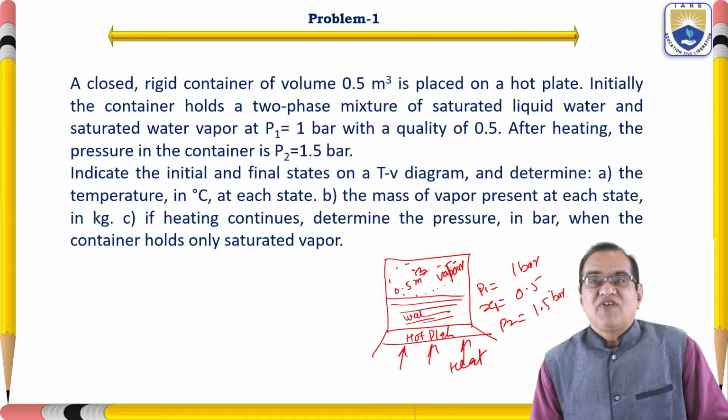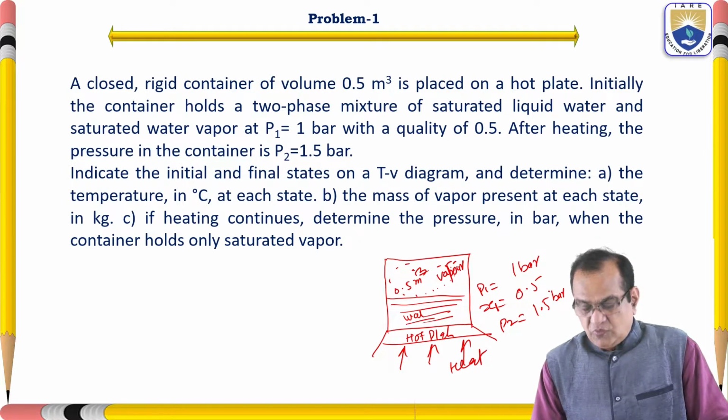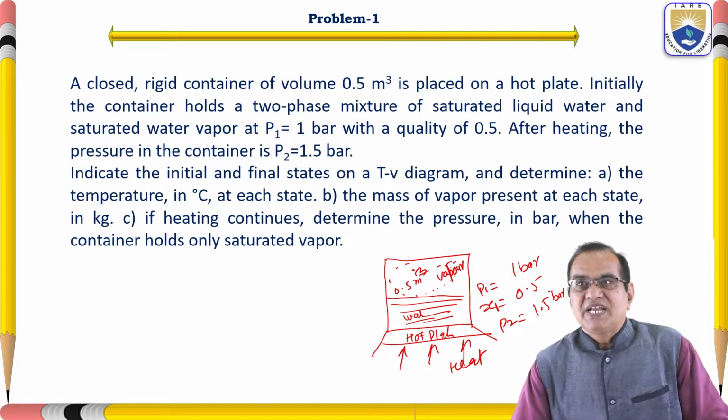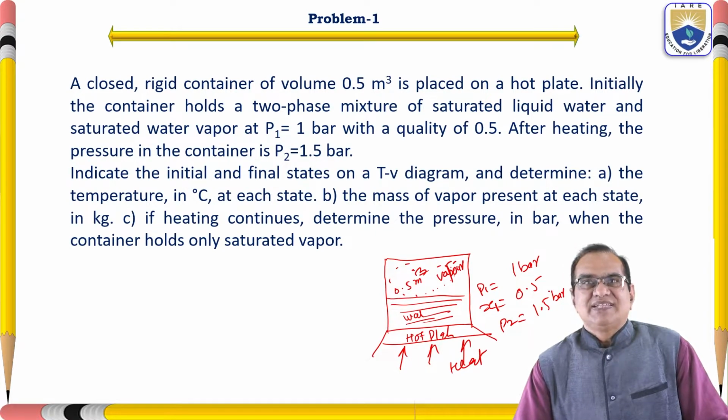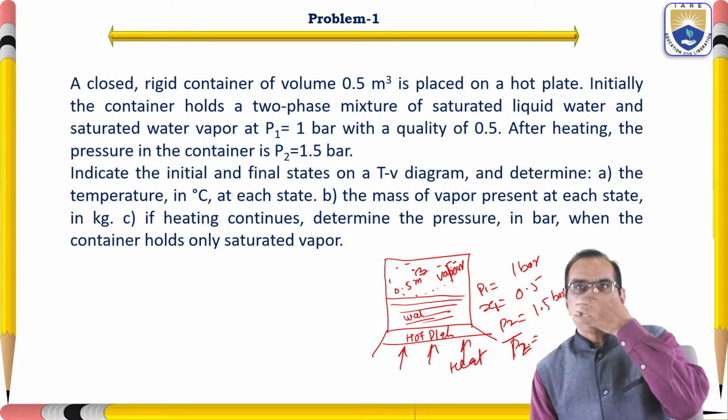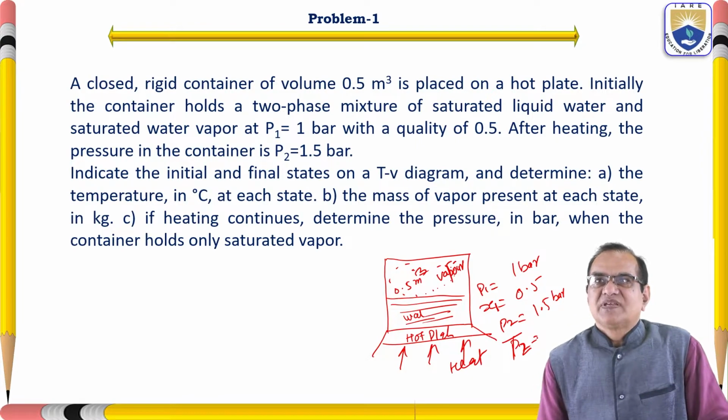Indicate the initial and the final state on a T-v diagram. So we have to show first the T-v diagram, temperature and specific volume of this system, and also determine the temperature in degrees centigrade at each state. So the state 1 and state 2 temperatures we have to find out. That is the first case.